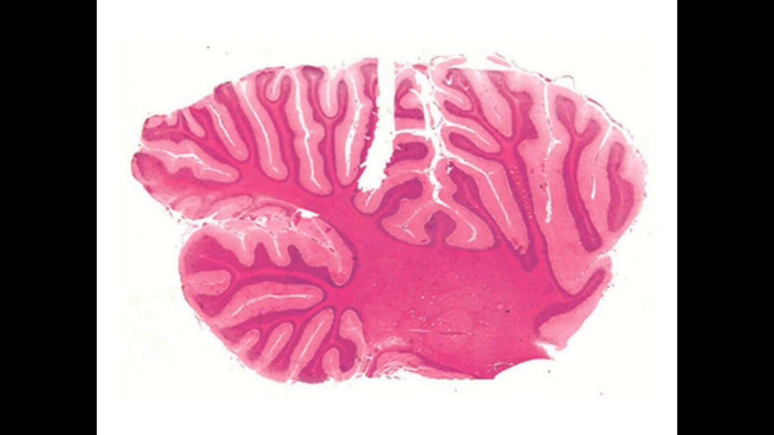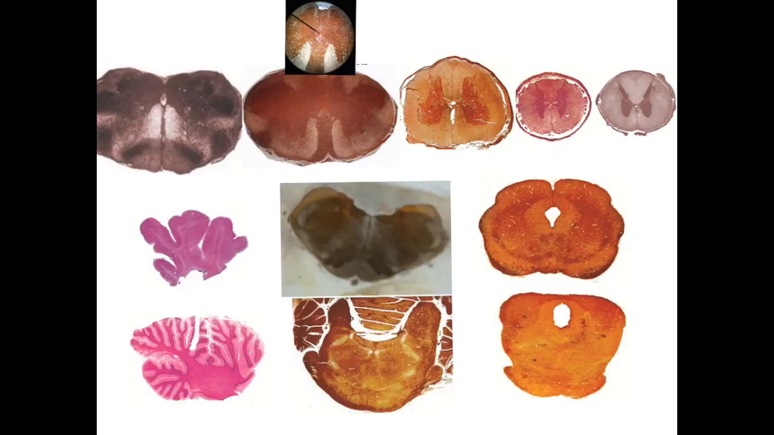Here the gyri are very narrow and they are branching like the leaves of a tree. This is a section of the cerebellum and it is most commonly stained by hematoxylin and eosin. Now in this picture we can summarize the 11 CNS slides.